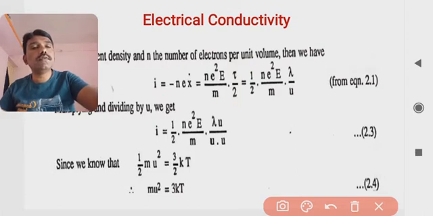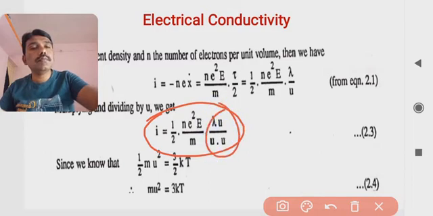Now suppose multiplying and dividing the right hand side of the equation throughout by u, I is equal to half n e, this is the new case, half n small e square into capital E by m into lambda by u into u by u.